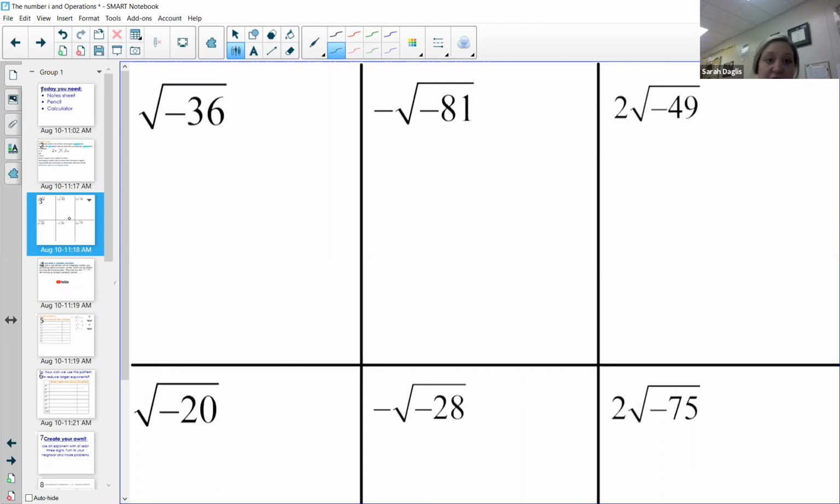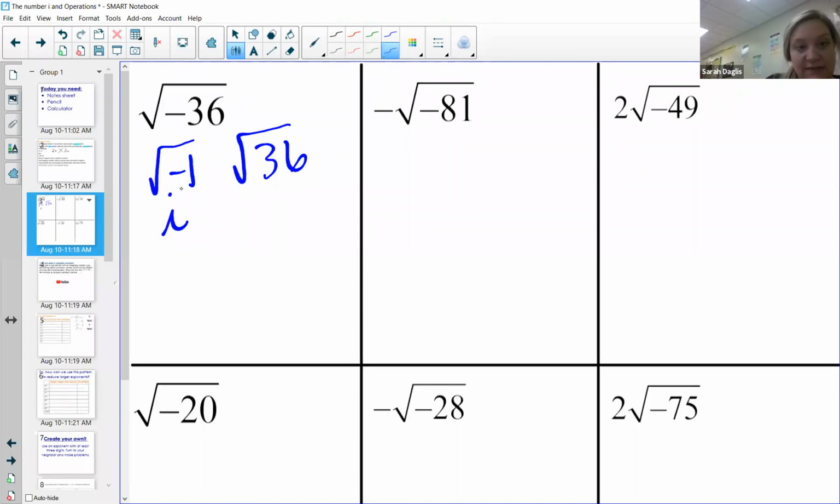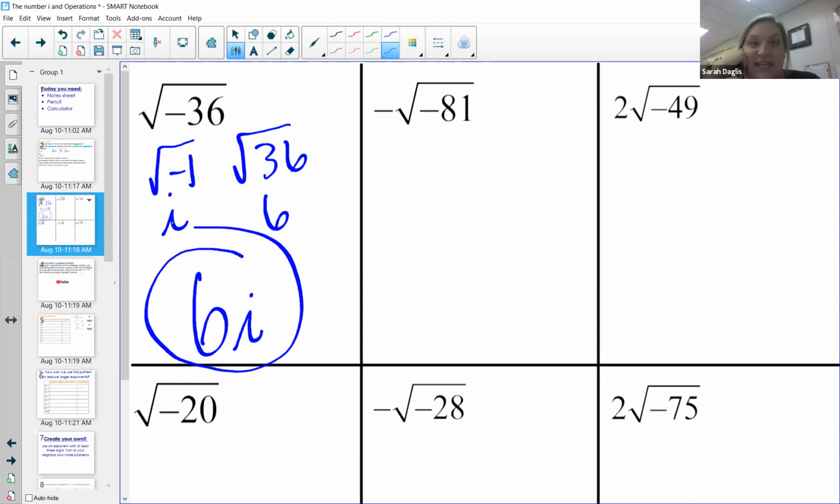So if I had the square root of negative 36 before today, you'd be like, I can't do that, right? But in reality, I can do it. I'm going to break it apart: square root of -1 times square root of 36. The square root of 36 is 6, right? And the square root of -1, that's what turns into i. So this becomes i, and this is 6. We always write the coefficient first and then the i after it. So our answer here is 6i.